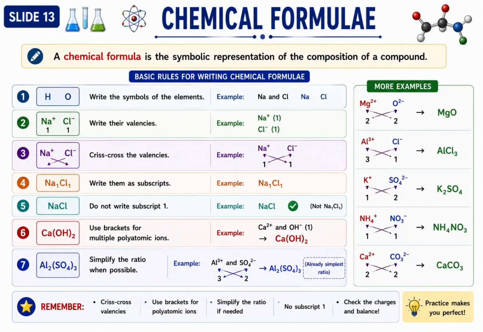Now imagine I ask you, what is water made of? You could say 2 hydrogen atoms and 1 oxygen atom. But writing that every time would be long. So scientists created a shortcut. We write H2O. This is called a chemical formula. A formula tells us which elements are present and how many atoms or ions are involved. For example, H2O: 2 hydrogen and 1 oxygen; CO2: 1 carbon and 2 oxygen. Chemical formulas are like short messages written in the language of chemistry. Once you learn how to read them, chemistry becomes much easier.